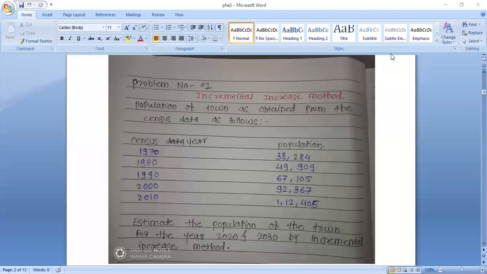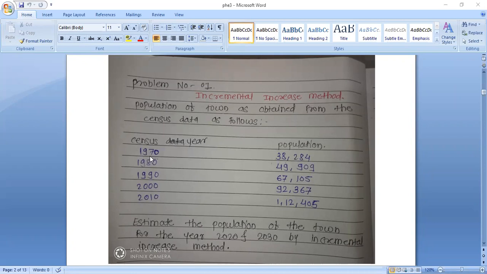The first problem, number 1, is on the incremental increase method. Now see what the problem is. The population of a town as obtained from the census data is as follows. That is, for the census years, we have the population.